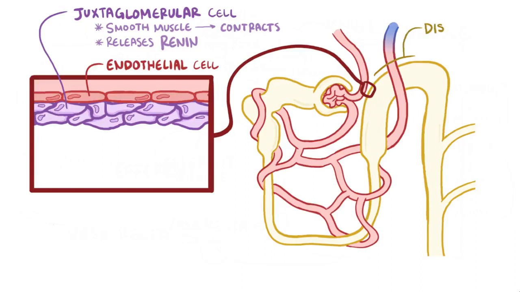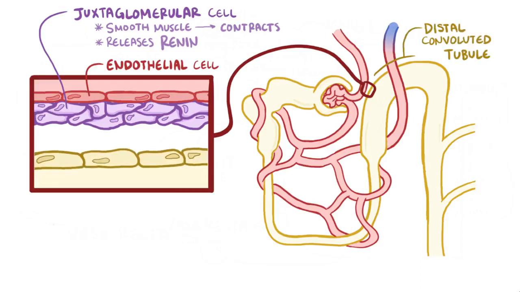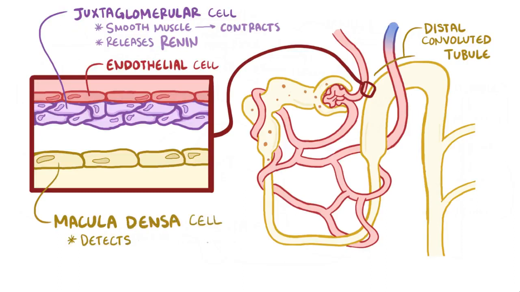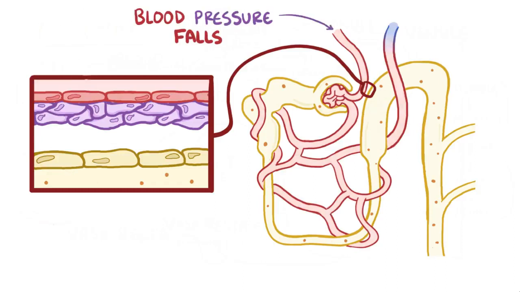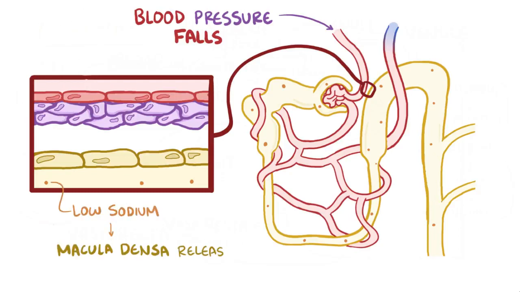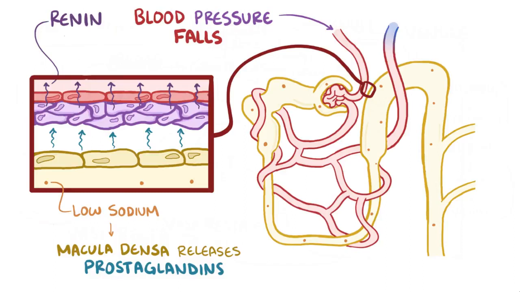Over here, close to the distal convoluted tubule, there's another special group of cells that line the tubule called macula densa cells, which are sodium chloride sensing cells that detect the sodium concentration in the tubule. These two clusters of special cells work together, because if the blood pressure falls, less blood's filtered and less sodium gets into the tubule. This is then detected by the macula densa cells, and they send out a local prostaglandin signal that reaches the juxtaglomerular cells and causes them to release renin.